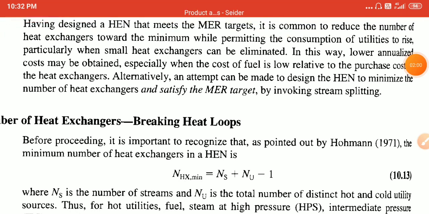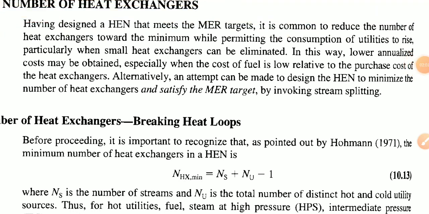Alternatively, an attempt can be made to design the heat exchanger network to minimize the number of heat exchangers and satisfy the maximum energy recovery target by involving stream splitting. In heat exchanger network synthesis, there are different methods for minimum utility targets: temperature interval method, grand composite curve method.